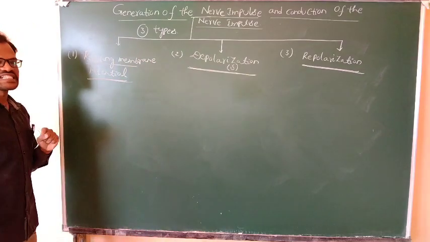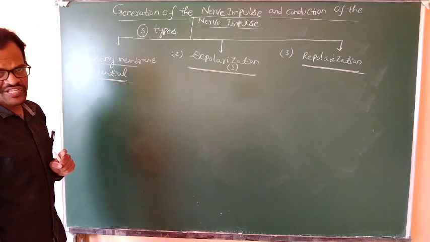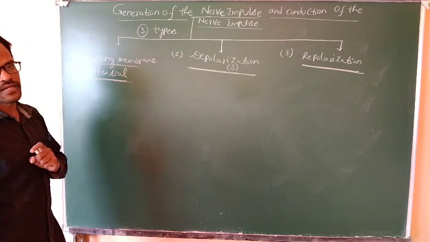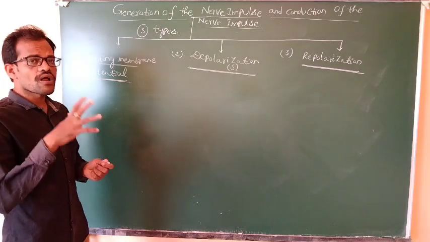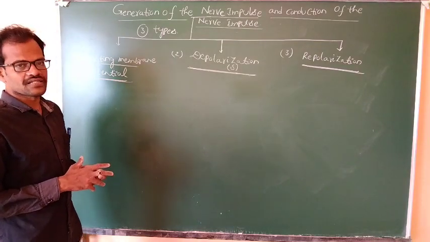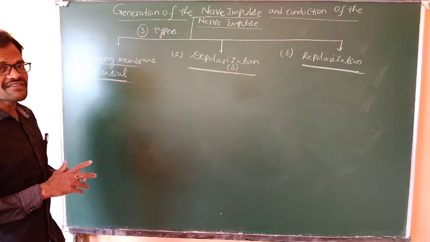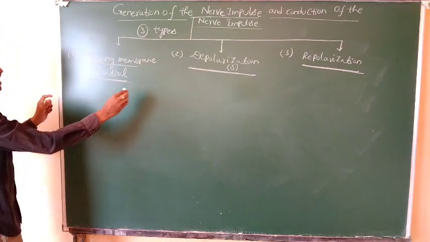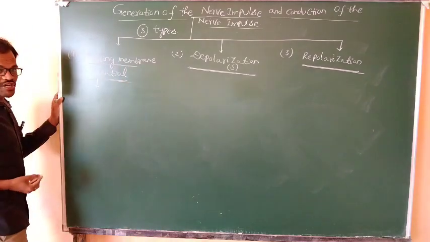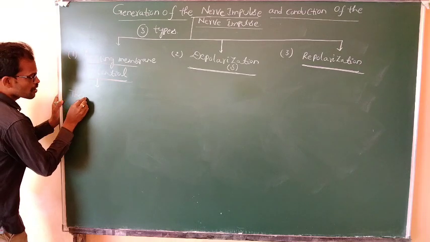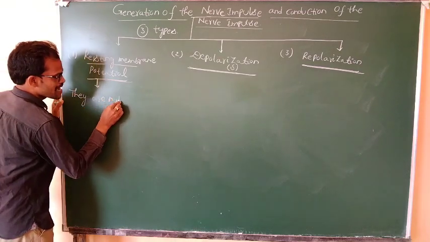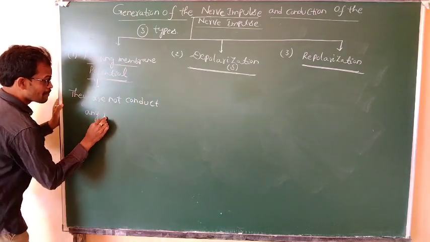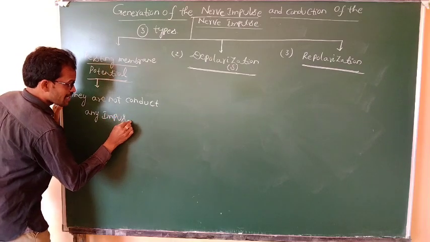Coming to the resting membrane potential, the name itself has the meaning. Resting membrane potential means the nerve fiber, the nerve cell, the neurons are not generating or receiving any signals. They do not respond to any stimuli and do not conduct any impulse.